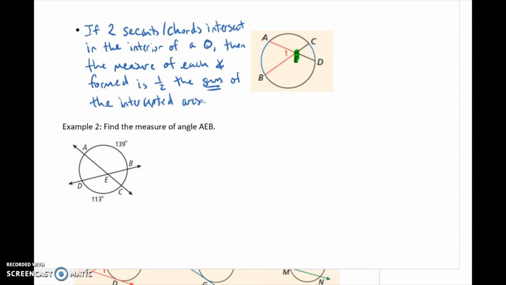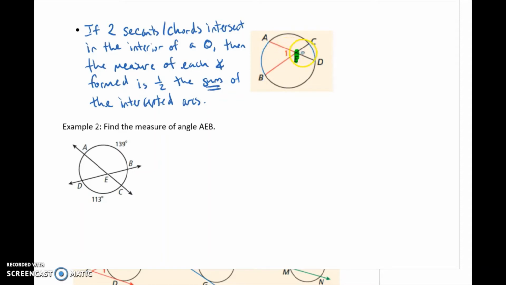Okay, so again, we don't want to assume that E is in the center. It could be if BC and DA happen to be diameters, but if they're not, that's okay, because what we're going to do is look at the intercepted arcs. So if we focus on angle 1 here, you'll notice two things.